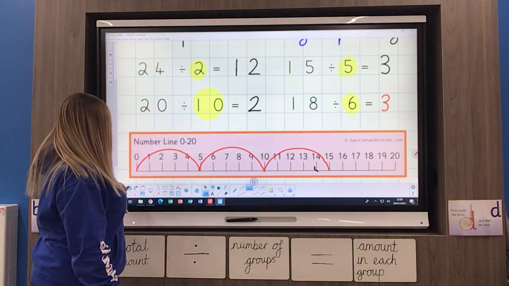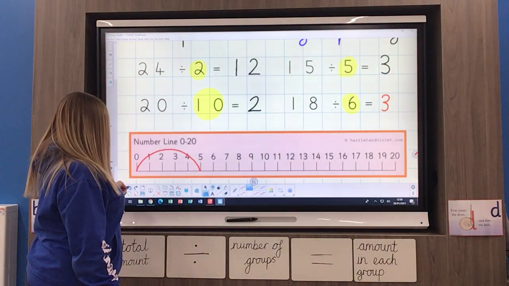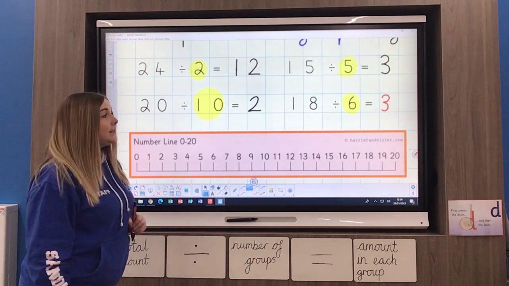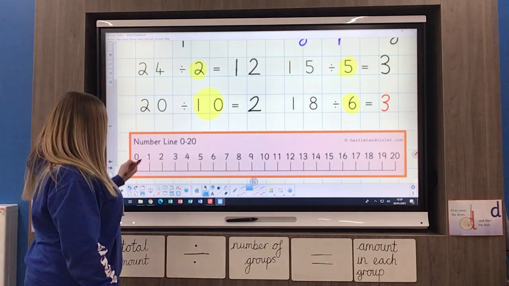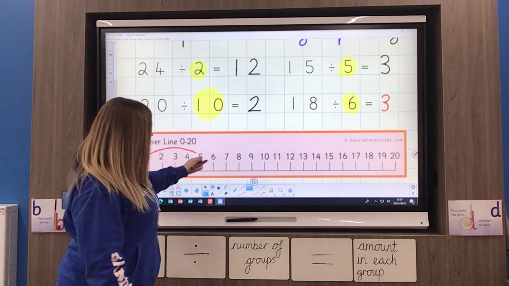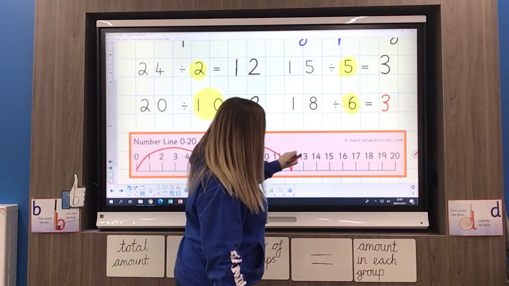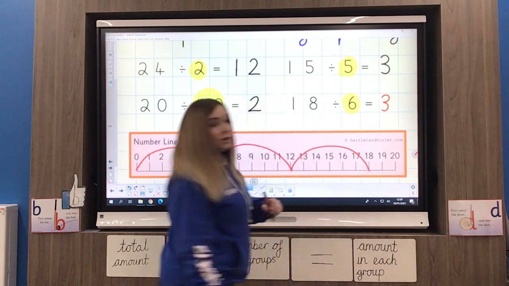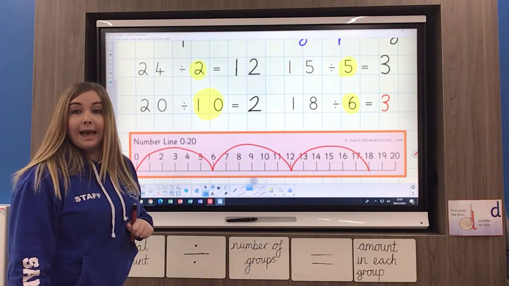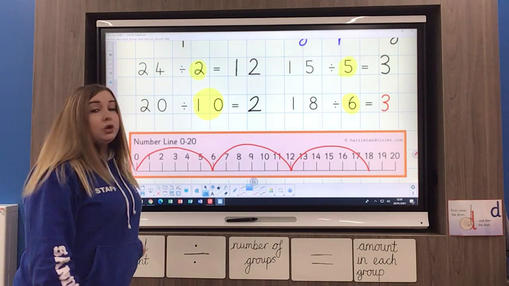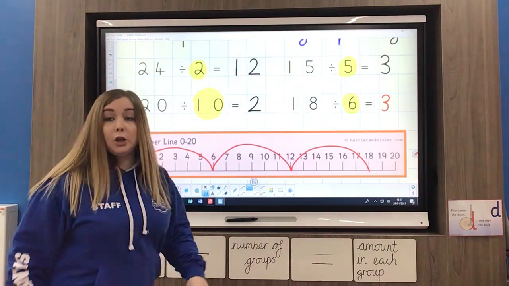Last one then. Okay, so 18 divided by 6, I've got jumps of 6 until I get to 18. And how many jumps did I do? I did 3.